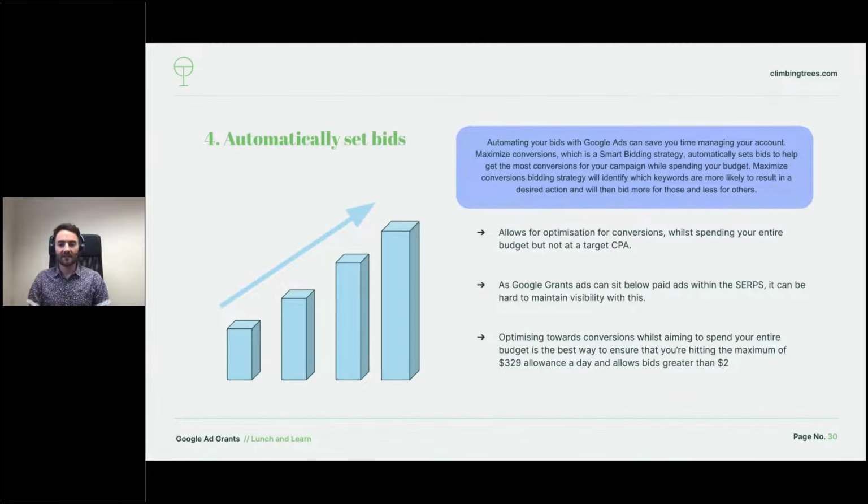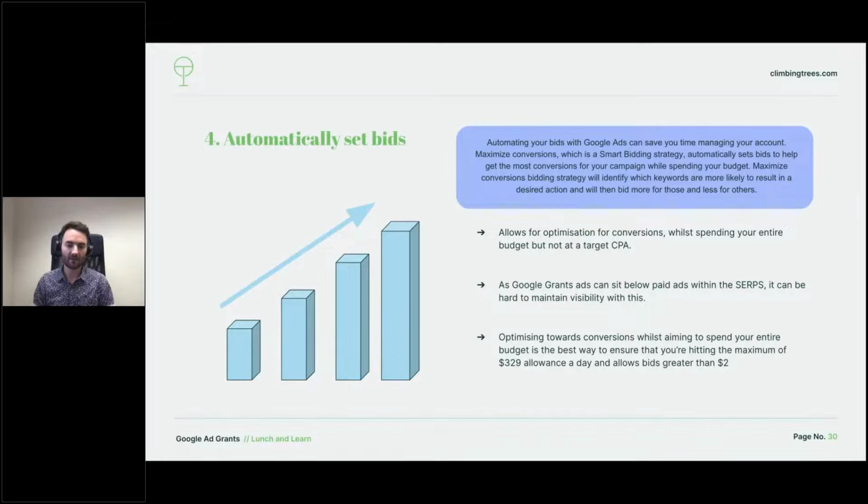Automatically setting your bids. There are a number of bid strategies that you can use. There are manual bid strategies, where for each keyword you're picking and choosing how much you want to bid. We'd really recommend just going with maximize conversions as a bidding strategy.